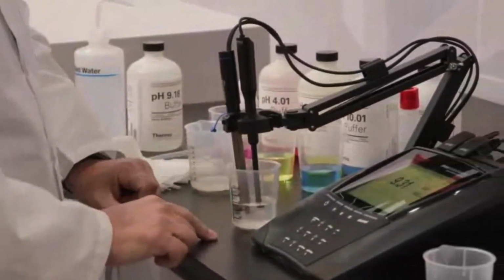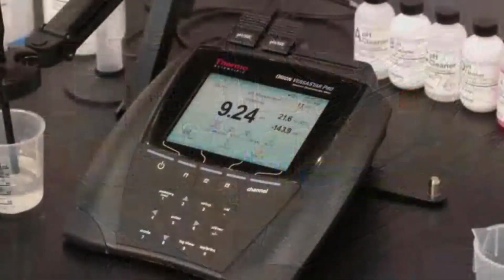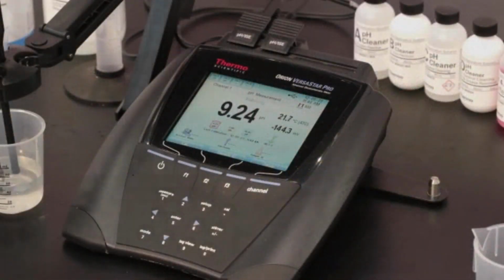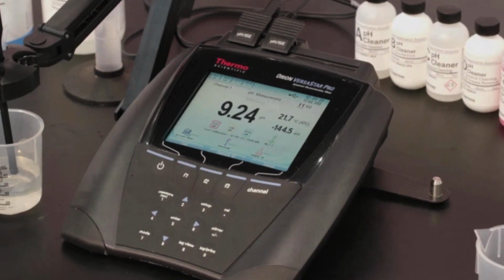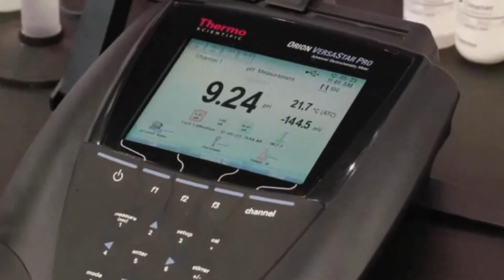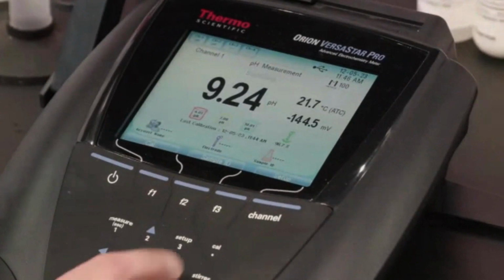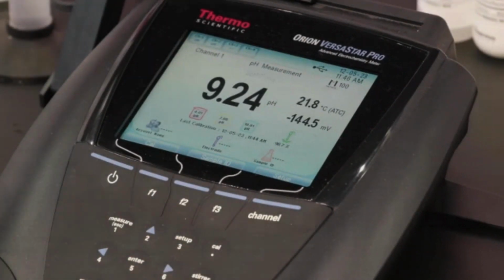Temperature will play a role here. Depending on the temperature being higher or lower, the buffer may read higher or lower than the value on the bottle. So a good way to check this is, if there's a chart on the back of the bottle, we can check to see whether or not it reads what we expect at that temperature.